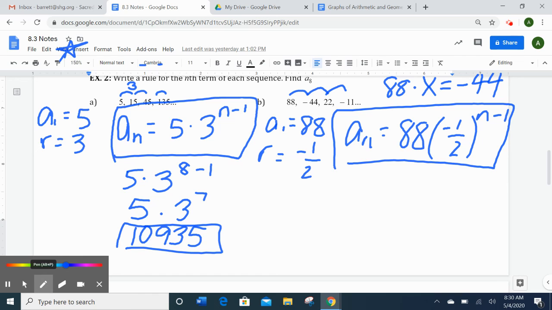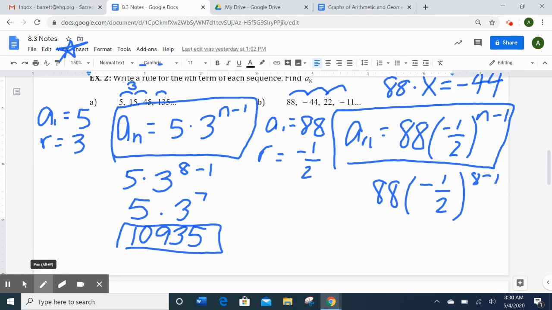So then when I plug in an 8, I'm taking 88 times negative 1/2 to the 8 minus 1, which is 7. So I'm going to take negative 0.5 or negative 1/2 in parentheses like that to the 7th power, and it is still negative, multiplied by 88. I get negative 0.6875, and then on my calculator, if I go to math and go to fraction, it'll change it to the fraction for me, depending on the format that they want. But there's nothing wrong with the decimal version because I didn't have to round.